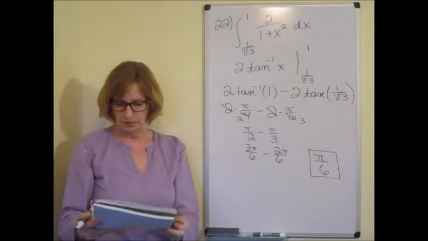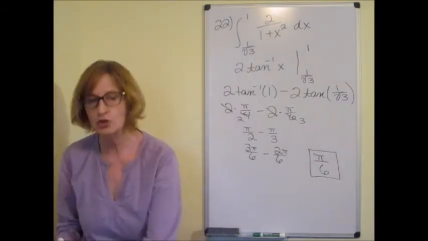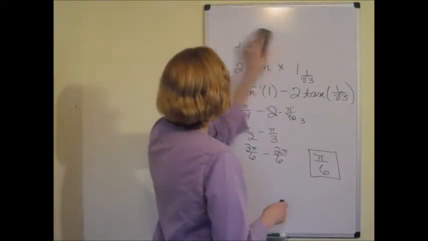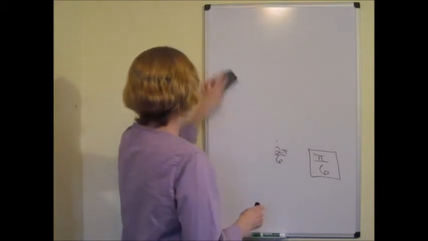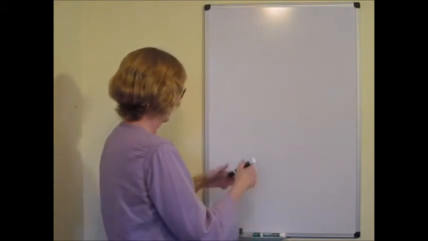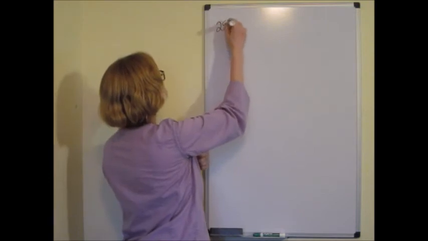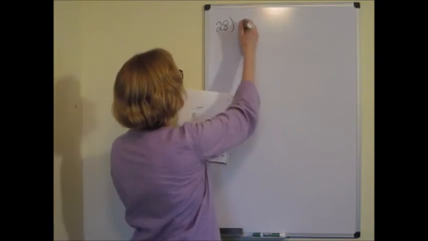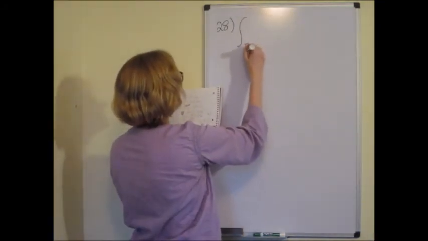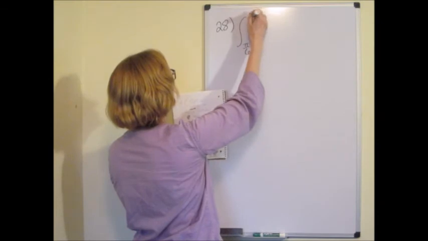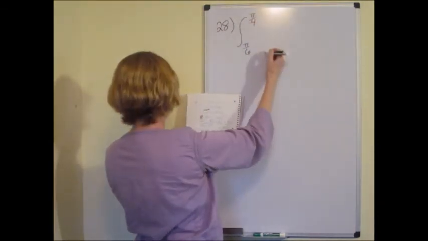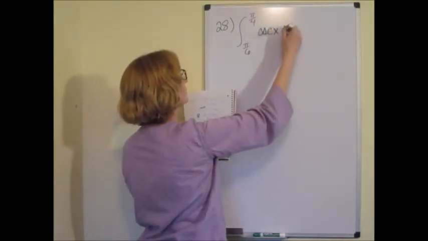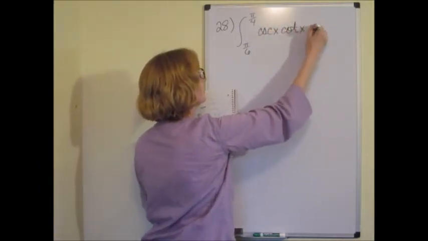The last problem we're going to take a look at will be number 28. So look up number 28. Let's see, this one's going from pi over 6 to pi over 4. And this one is the cosecant x times cotangent of x dx.